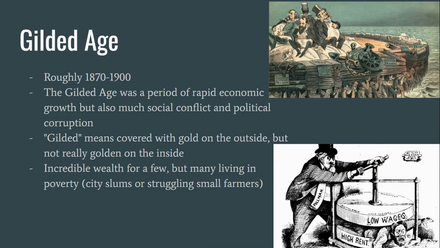A term that you might see a lot to describe period 6 is the Gilded Age. More specifically, it represents this period as a time of rapid economic growth, but also a lot of social conflict and political corruption. To be gilded means covered with gold on the outside, but not golden on the inside. Maybe some other material like bronze or copper. This signifies the incredible wealth of a few during the era, but many were living in terrible poverty and conditions in crowded city slums or farmers under incredible debt.